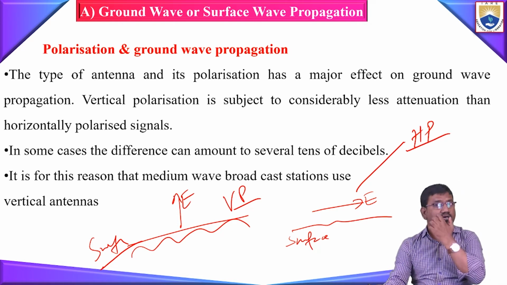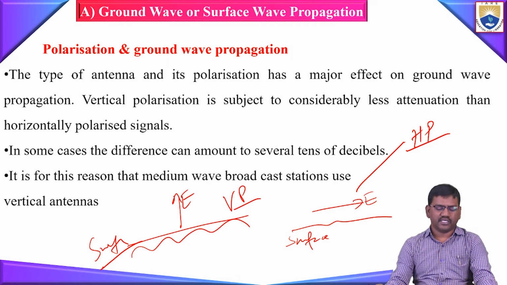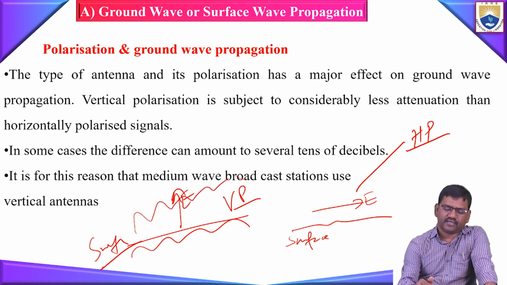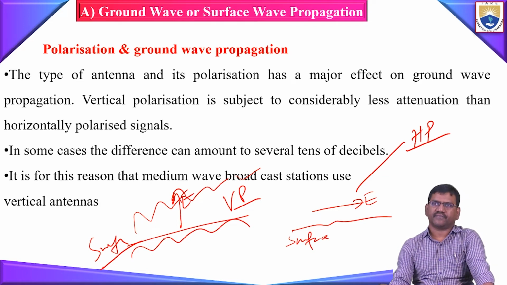Always, vertical polarization is preferred over horizontal polarization. You can see here, with vertical polarization, the electromagnetic waves propagate directly from the transmitting antenna to the receiving antenna. They are not going to touch the surface of the earth.